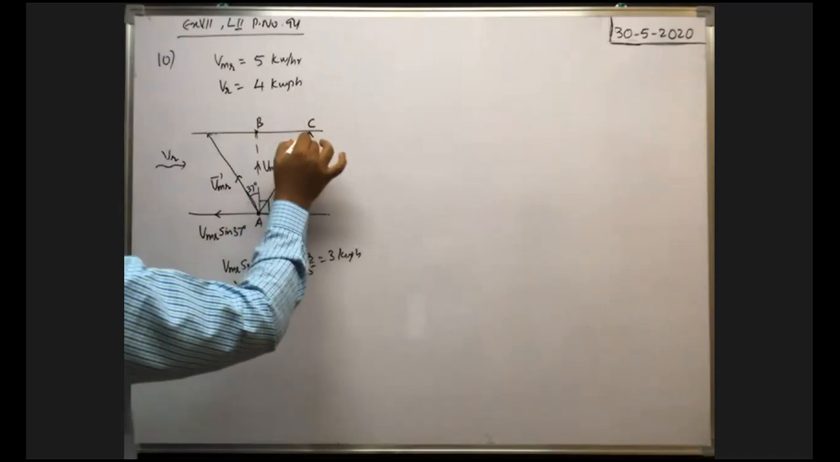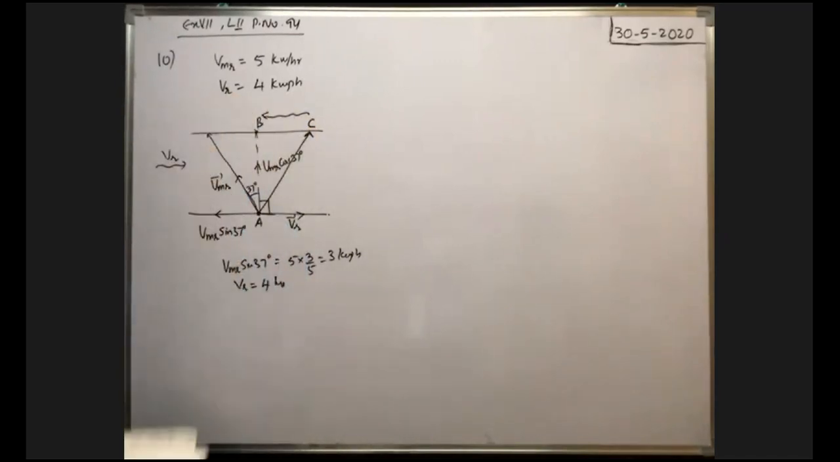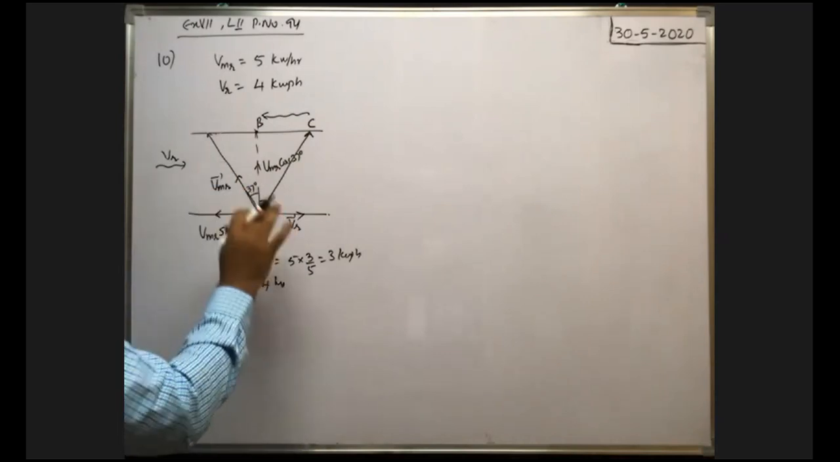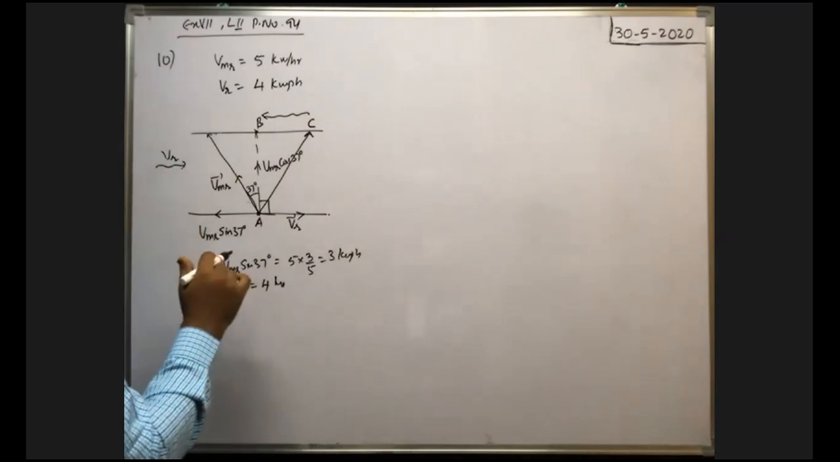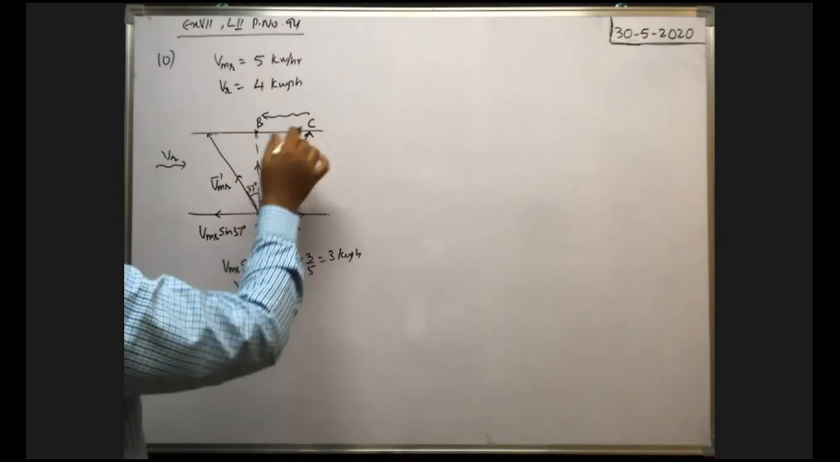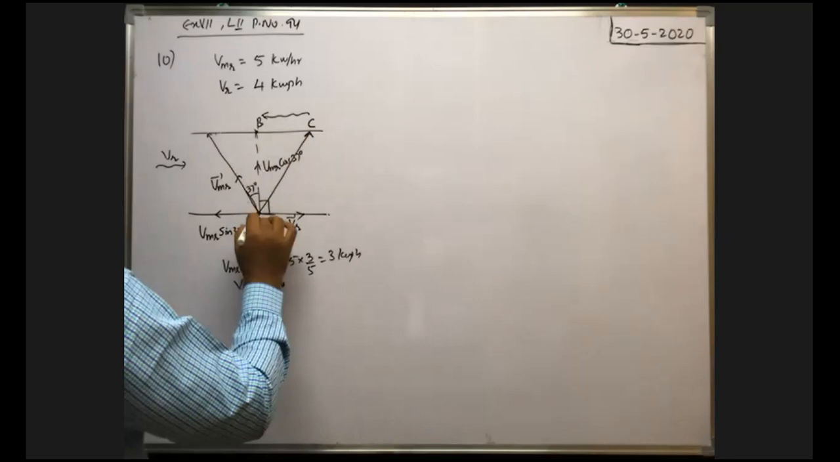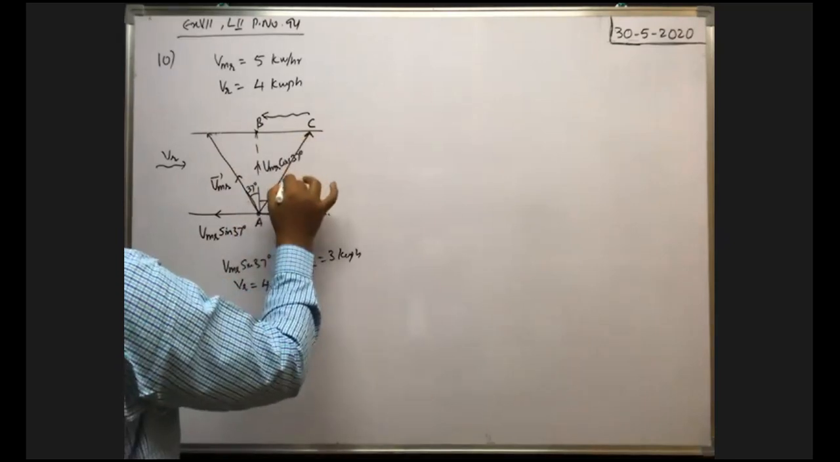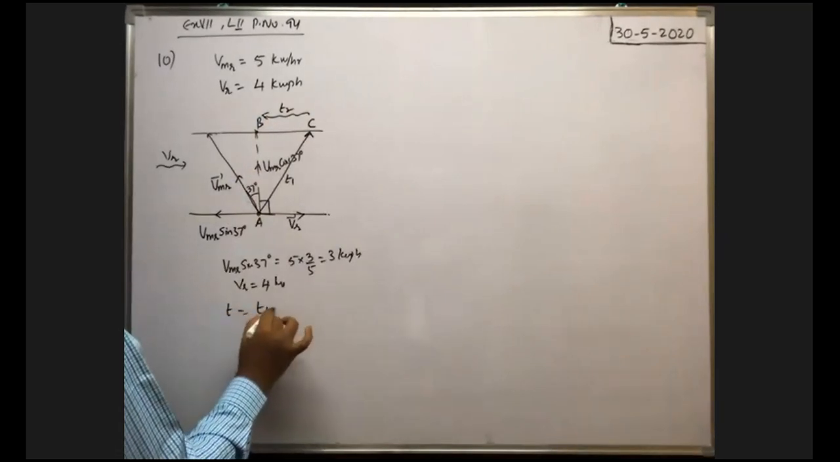After reaching the point here, the man comes back by walking and reaches the point B. So they asked what is the total time taken. This is the diagram. Now tell me, what is the time taken by the man to reach the other bank? Suppose the time taken from this point to this point is T1 and from this point to this point is T2. Therefore, total time is equal to T1 plus T2.